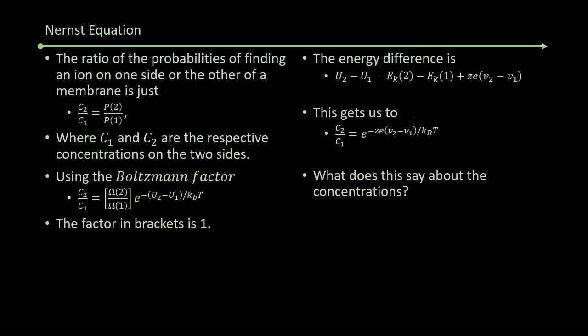And what does this say about the concentrations? Start playing around with it. What if Z is positive and V2 minus V1 is positive? Then the concentration on side C2 is going to be less than on side C1. If, on the other hand, Z is negative and V2 is greater than V1, then C2 is going to be greater than C1. And so you can see the voltage bias across the membrane is going to drive the concentration at equilibrium one direction or the other.